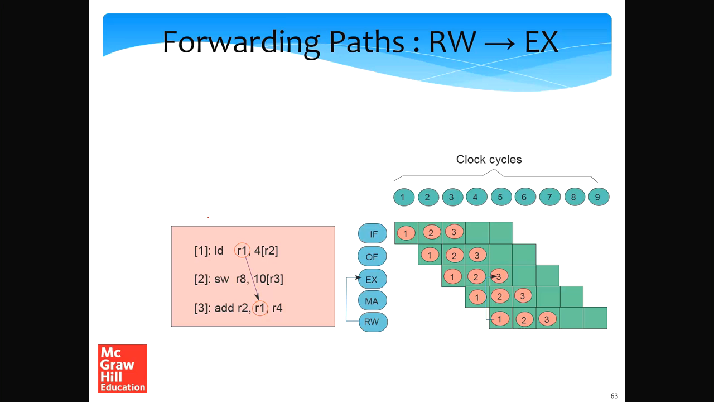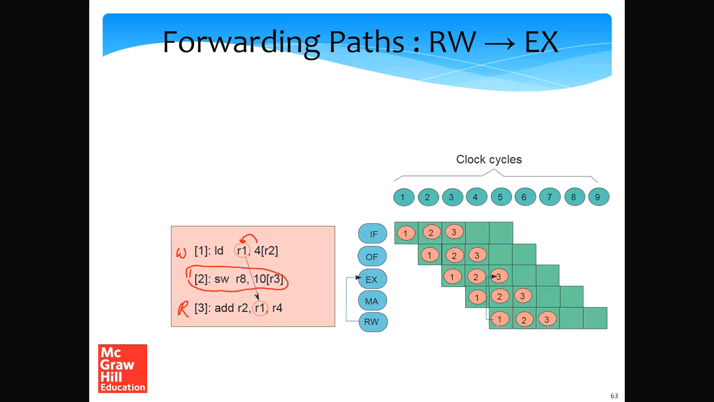Alright, let's take a look at the next forwarding path, which is RW to EX. RW to MA we have seen, let's see RW to EX. So let's have a load instruction, which again reads the value into register R1. Then let's assume a store instruction, which is absolutely independent, so it accesses a different set of registers. And then we have an add instruction that has a RAW dependence with the load instruction, instruction 1. So it reads register R1.